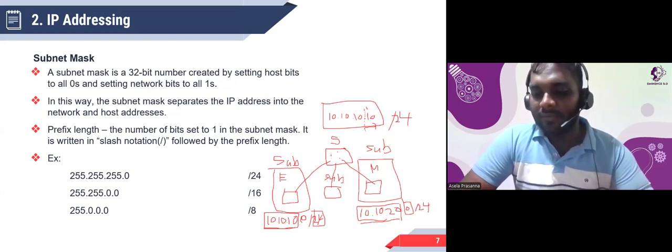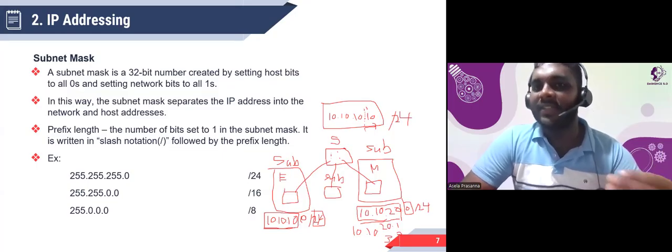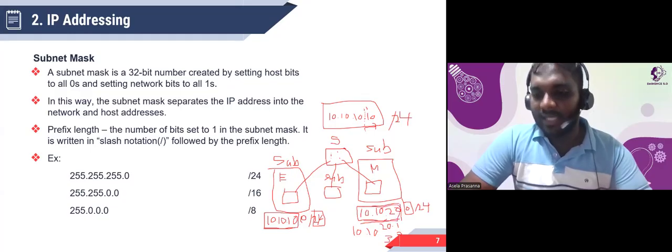So if one computer has 10.10.20.1, 2, 3, then we can have 256 other computers in this subnet.